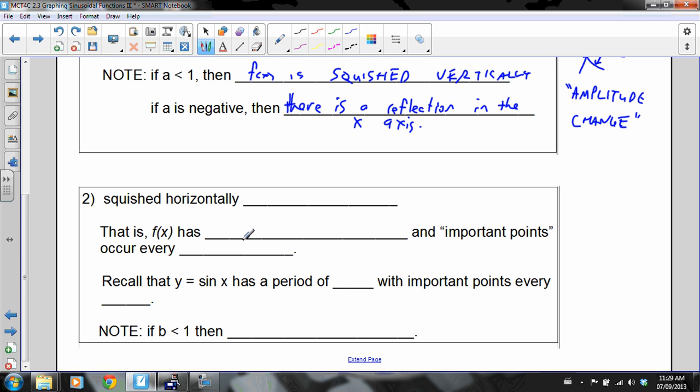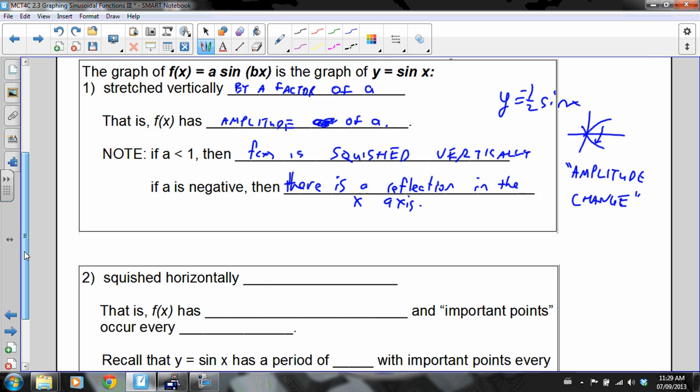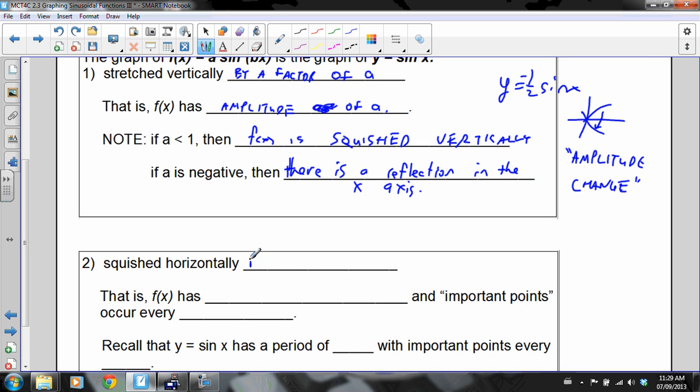Number 2. So this graph with the B, what does the B do? The B changed the period, right? It squished it horizontally by a factor of 1 over B, right? So when B was 2, it squished it in half. When B was 3, it squished it in a third.